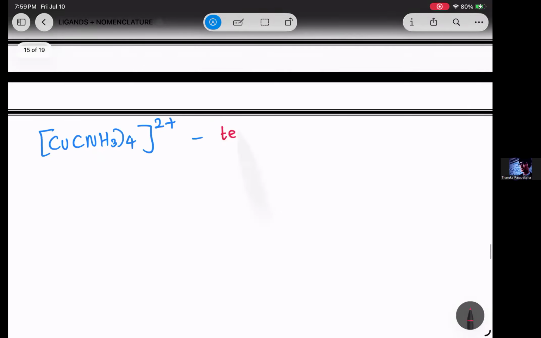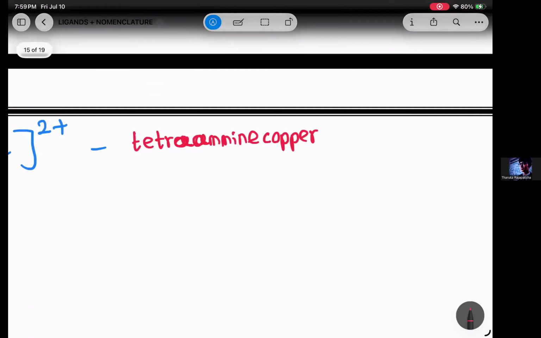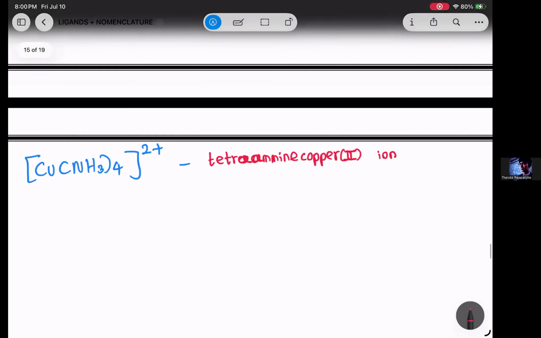So we can write tetra, and though you don't combine the letters together, you just write tetraamine. Don't leave any space. Tetraamine, copper, all together, no space. Tetraamine, copper 2, and you leave a space and then write iron. Tetraamine copper 2 iron.